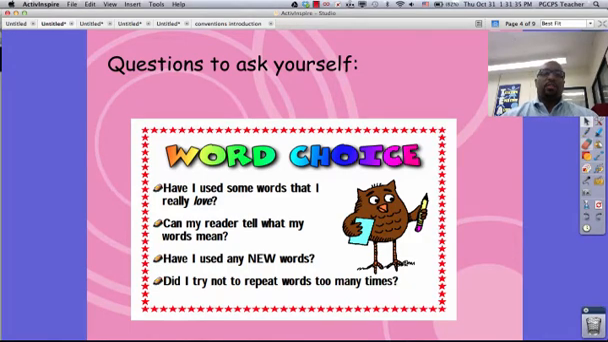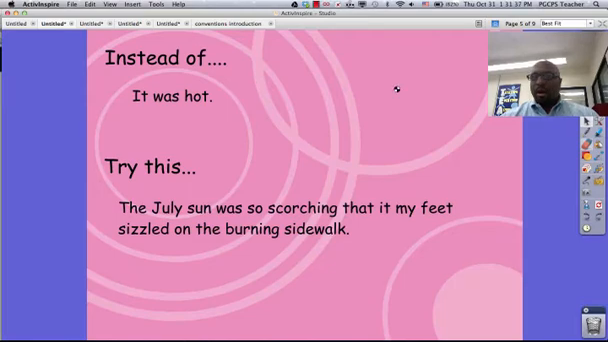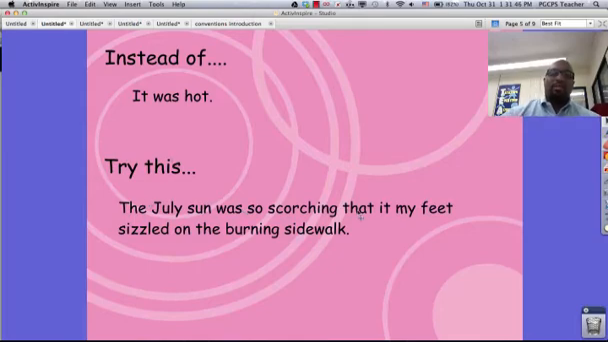All right, so let's look at an example. Instead of saying in a line, it was hot, the example we're going to try is the July sun was so scorching that my feet sizzled on the burning sidewalk.